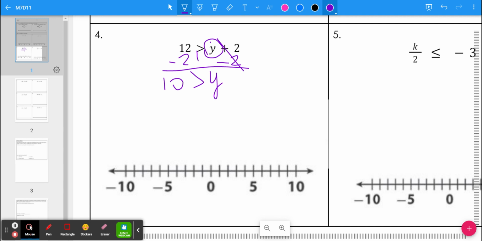Now, if you rewrite this to have y go first, you need to make sure that you flip the symbol. You cannot leave it exactly the same. You have to make sure that the opening, in this case, the opening is facing 10. You need to make sure that it's still facing 10 when you rewrite it. You can go ahead and graph this on your own.